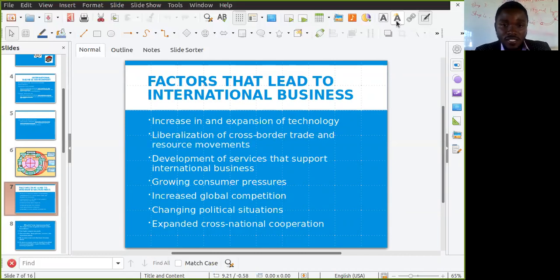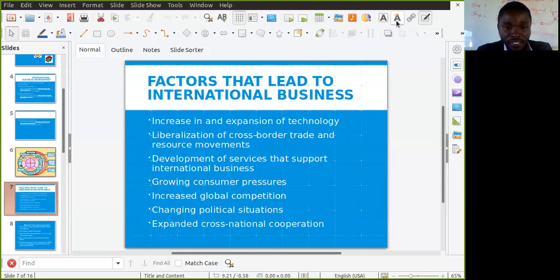And then development of services that support international business. With the advancements of technology, we have seen over the years that people had to travel from one country overseas just to get the resources that they desired. But with this current development, people are able to make transactions and get everything they want just by carrying out transactions using mobile phones, by linking their bank accounts and other money accounting systems that they have.